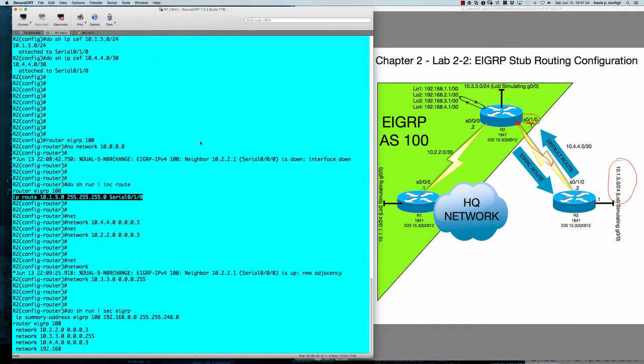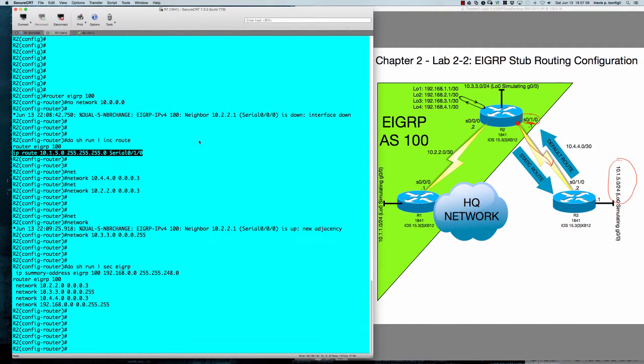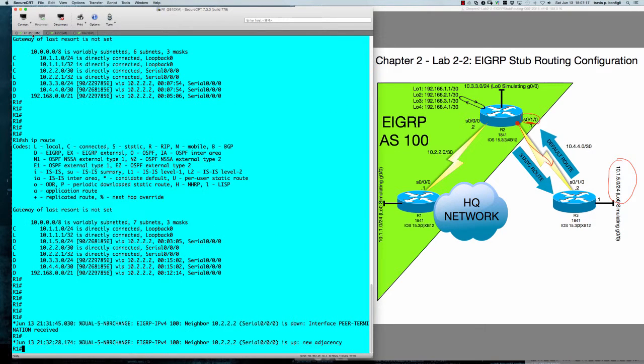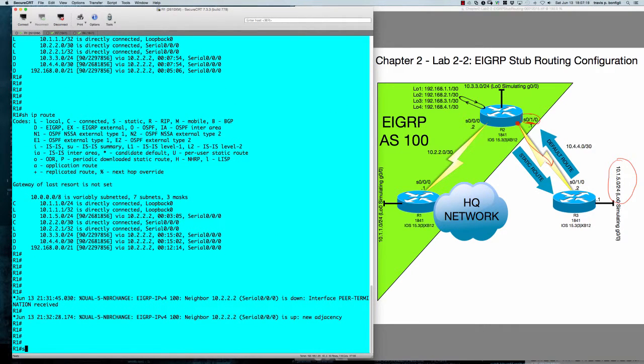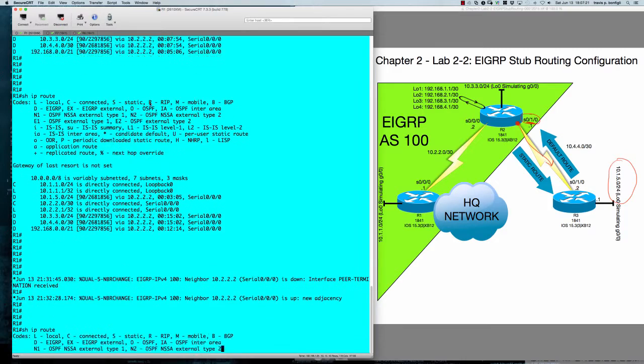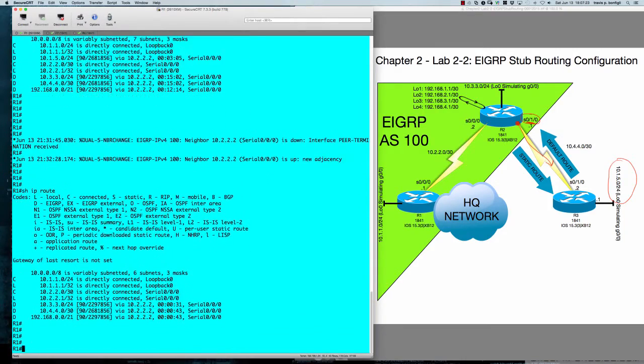Let's see what that looks like right now. As you can see, we've got far more network statements here, but they're definitely more specific, and we don't have anything that includes 10.1.5.0. So now let's see, show IP route, what the router 1 routing table looks like.